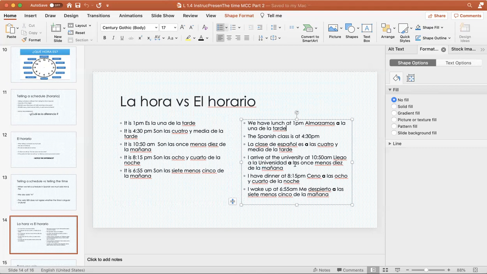I arrive at the university at 10:50 a.m. Llego a la universidad a las 11:10 de la mañana. Again, we have a, and then we have las 11. Las because we have 11. But again, you see there's no son because we're using a different word. We're not saying it is 10:50. We're saying something that we're doing at that time. Seguimos. Let's keep on going.